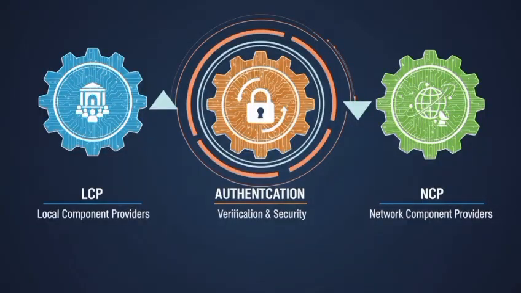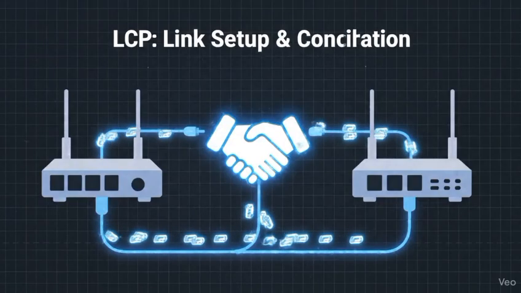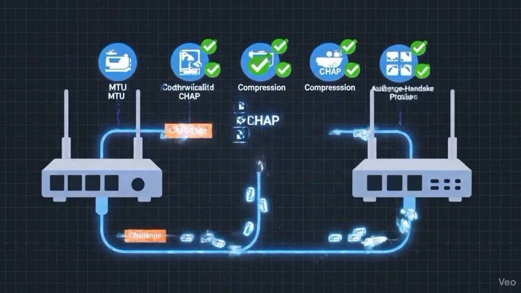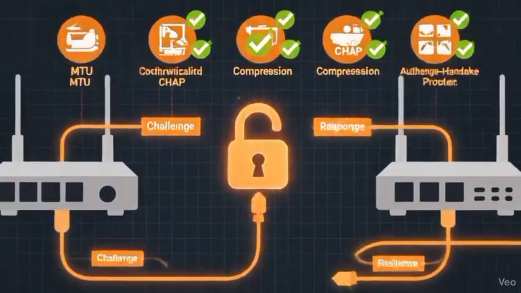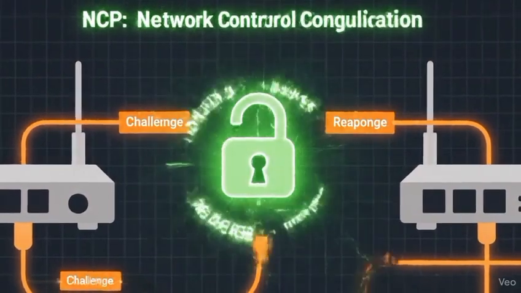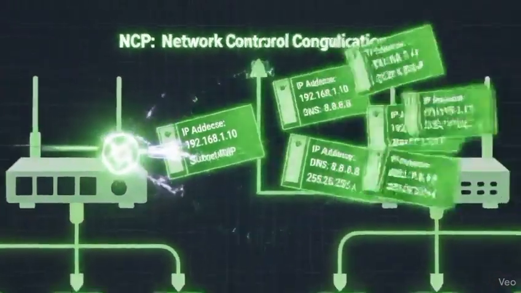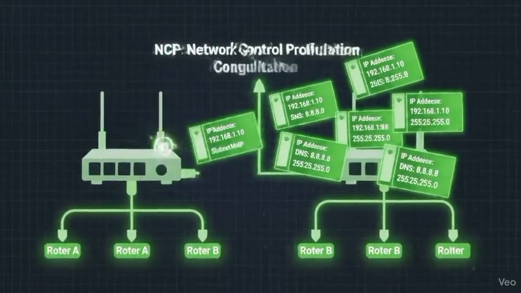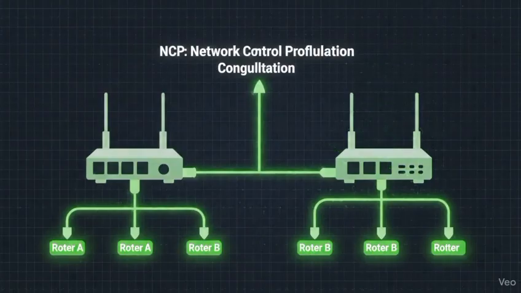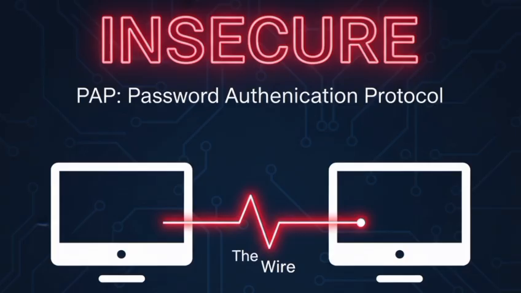Behind the scenes, PPP is built from three primary components. LCP, Link Control Protocol. LCP handles link setup, configuration, and link quality testing. It even decides if authentication is needed and which method to use, PAP or CHAP. NCP, Network Control Protocol. After authentication, NCP configures network parameters like IP address, DNS, and subnet mask. The first authentication method is PAP, Password Authentication Protocol.